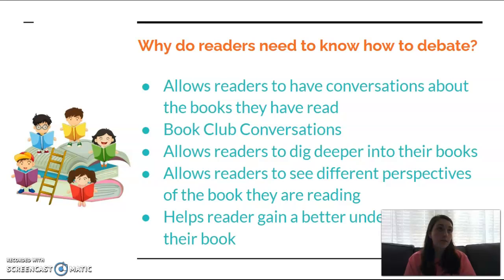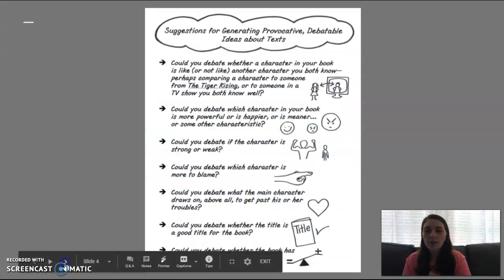Maybe you didn't notice something before, and when you're having a debate, you're like, oh, that makes more sense now. I see what you're saying. And it also just helps readers gain a better understanding of their book. It helps them dig deeper and process the book a little bit more. Okay? So here are some examples of debates that you could have.